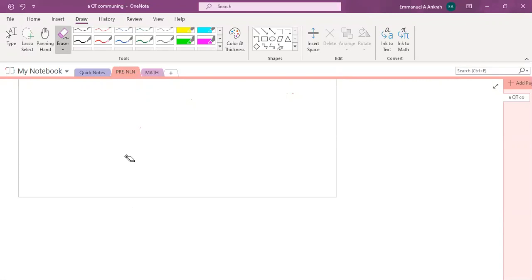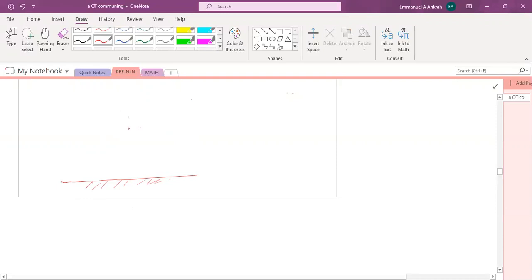Page 252. Number 60. So that's something on light. Number 60. So I have a mirror, and then you want to identify the angle.